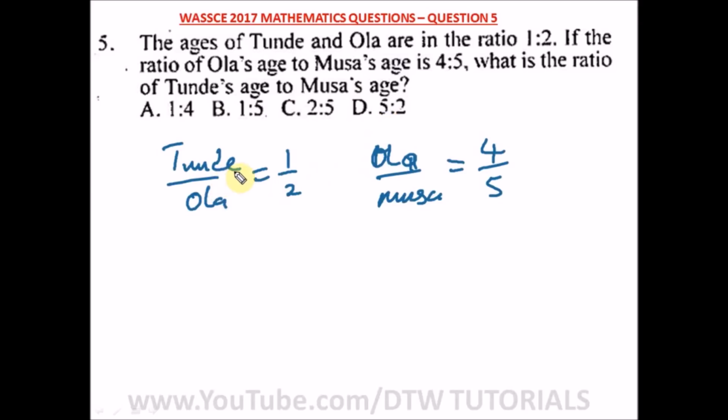It's quite simple. It just means we have to cancel out Ola, so we can be left with Tunde and Musa. This will just cancel out these two as 1, and 1 over 2 here is 2. So we have Tunde to Musa as 2:5. And our right answer here is option C.